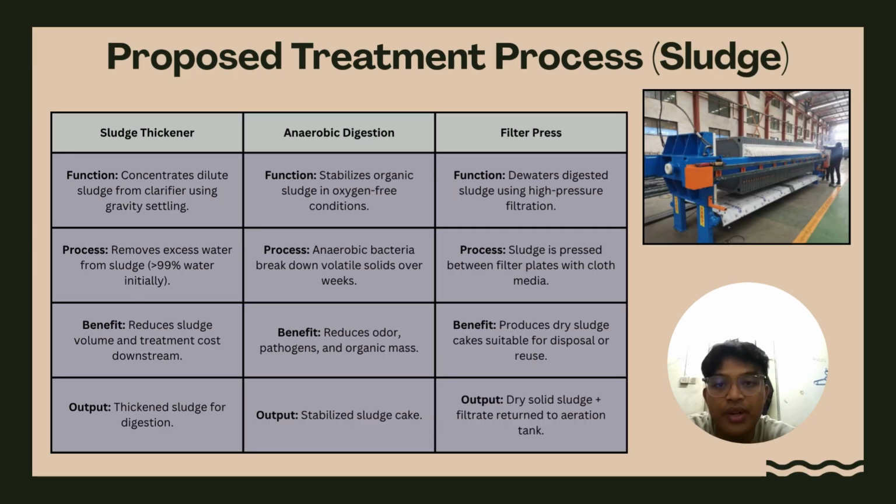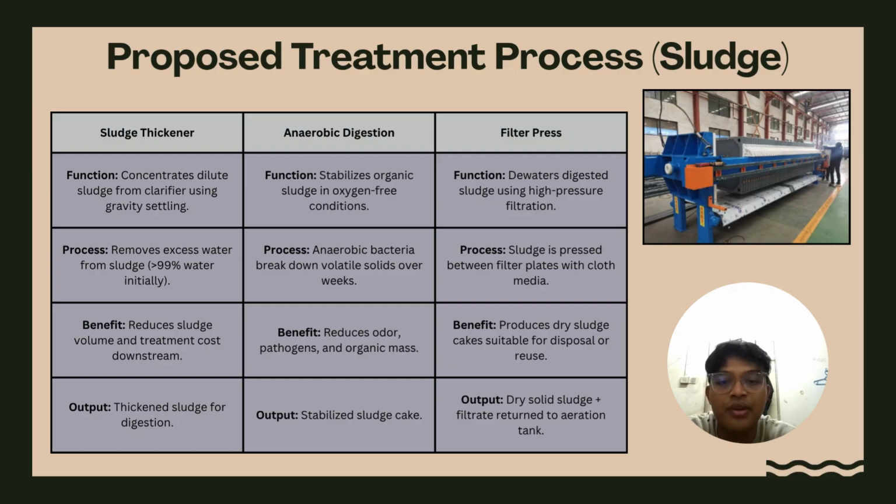In this section, I will present the sludge treatment line of the proposed system. First, the sludge thickener concentrates the dilute sludge collected from the clarifier by removing excess water, significantly reducing its volume and improving handling efficiency. Next, the thickened sludge enters the anaerobic digestion tank, where anaerobic bacteria break down organic solids in an oxygen-free environment. This process will stabilize the sludge, reduce odor, and decrease overall waste mass.